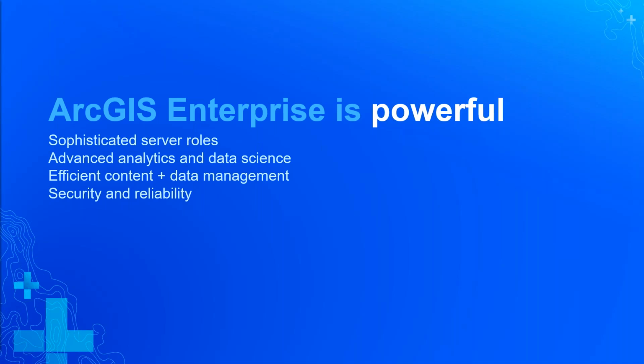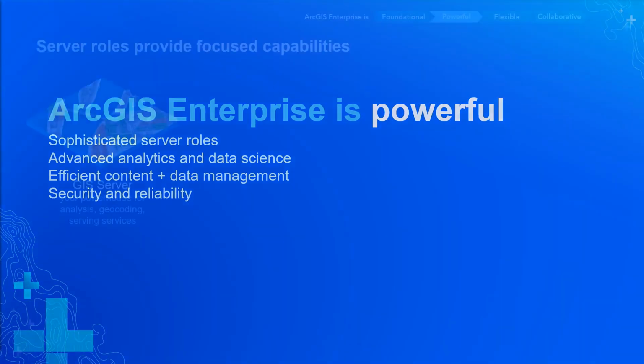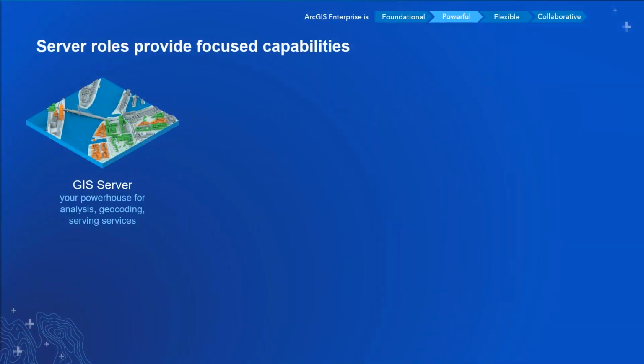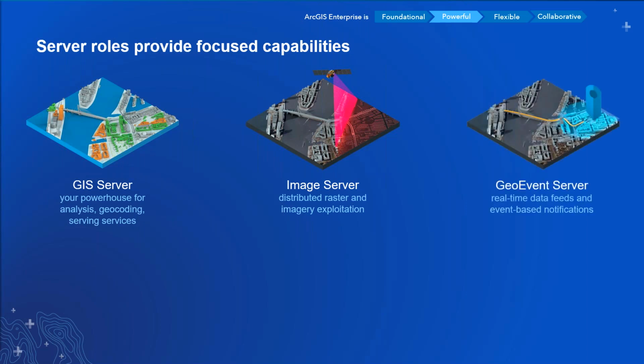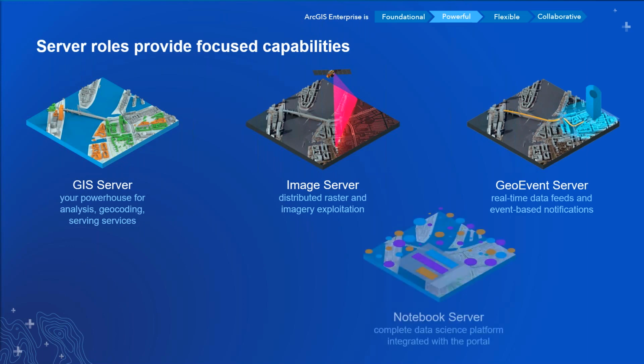So the ArcGIS Enterprise is powerful, right? It has sophisticated server roles, advanced analytics, and data science. And each of these roles might need specific capabilities. So you might have a server that focuses on just being a GIS server. It is used for map services, analysis, and geocoding. But you might have a ton of imagery, and you might want to have the ability to have both raster image services and do raster analysis. You also might have real-time data to feed back and have event-based notifications, right? Like AVL or flood gauges.